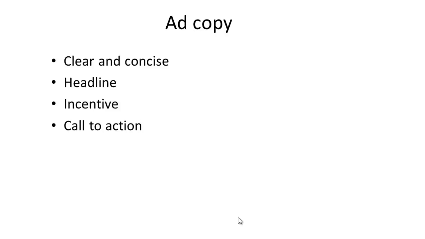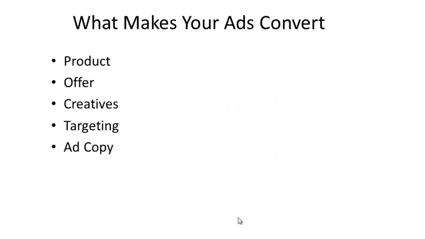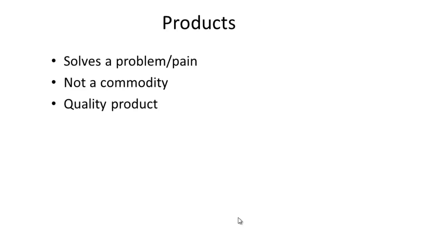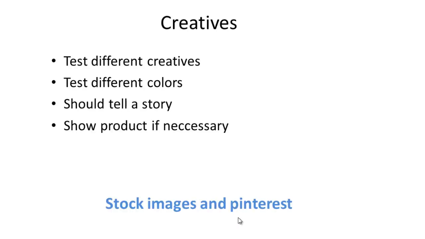Okay, so in all we have looked at, you want to make sure that you have a good quality product. You need to have an offer. You need to test different creatives. I always tell people that you should have at least 5 creatives, different images. You can have different colors so you know what is actually working with your audience.